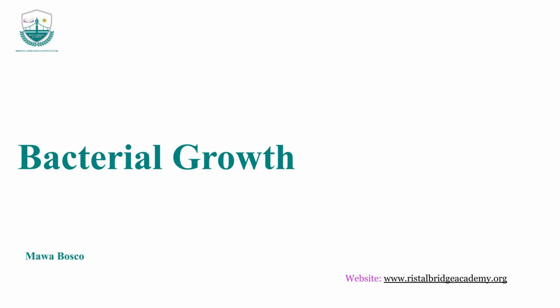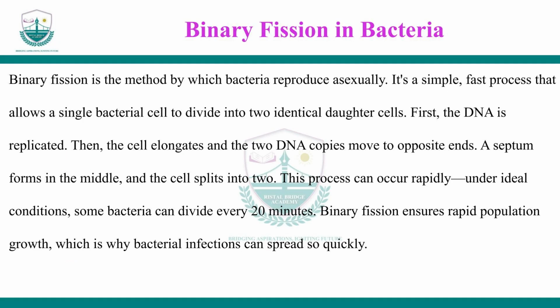So we earlier on said that the bacteria do reproduce by binary fission, and this is basically where the bacteria just divides into two. Okay, and so the two become daughter cells that are actually independent.